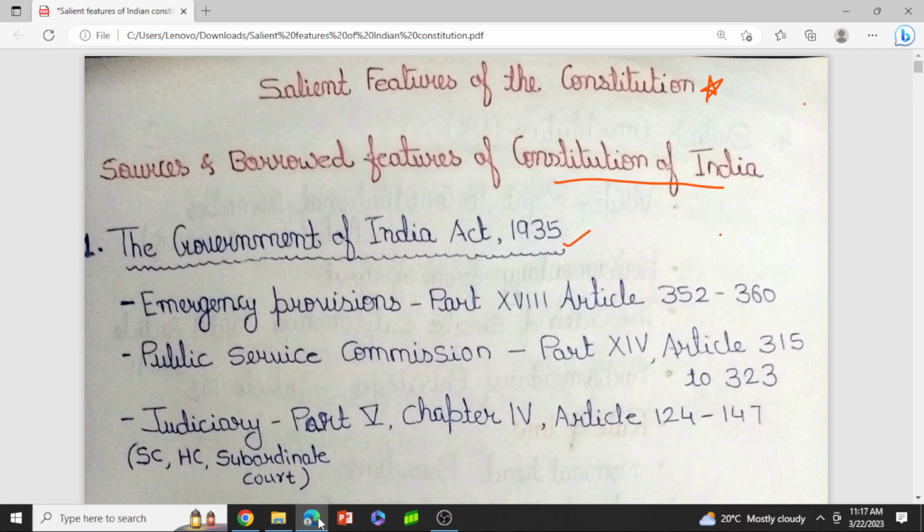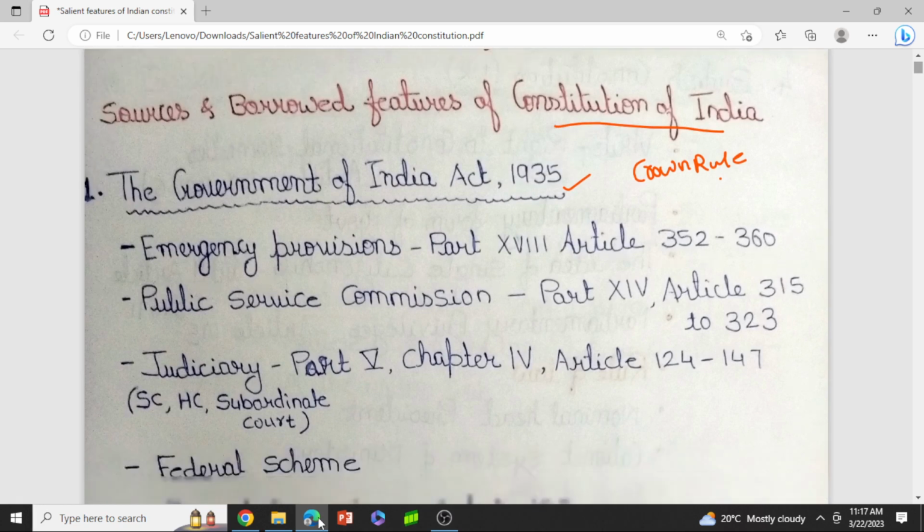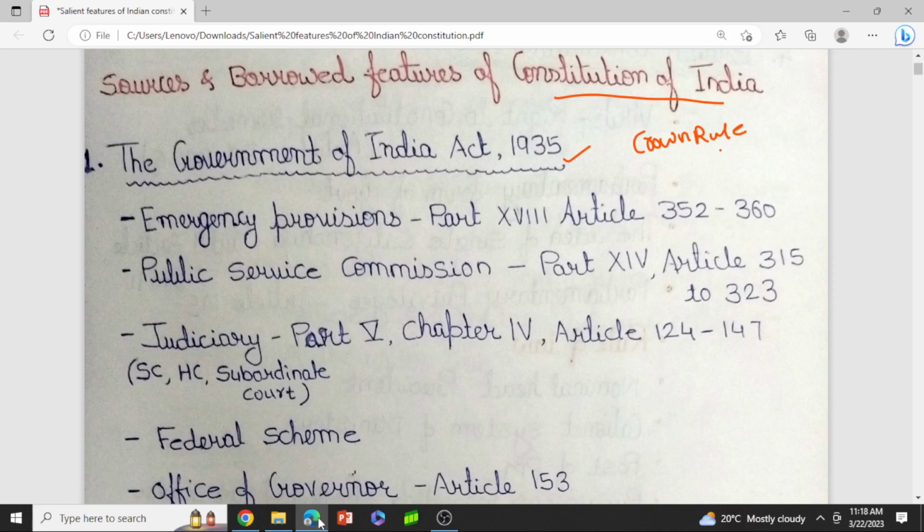In the last video, while covering the historical background in the Crown Rule, we studied about the Government of India Act 1935, which played a very major role in giving the base to the Indian Constitution. Maximum of the features, or you can say many things from this particular Act, have been added to the Indian Constitution. So what all has been taken up from the Government of India Act?